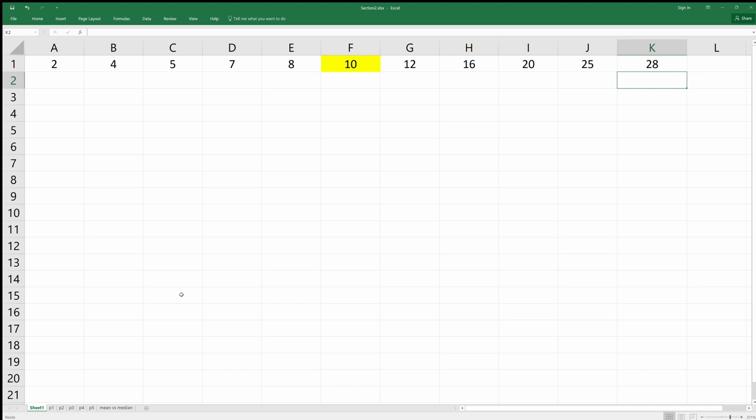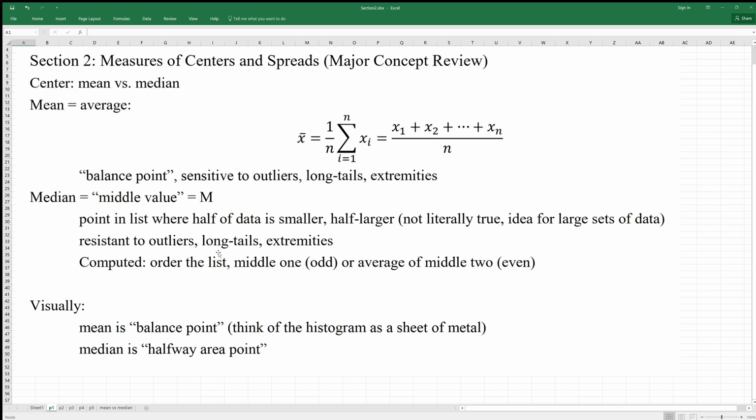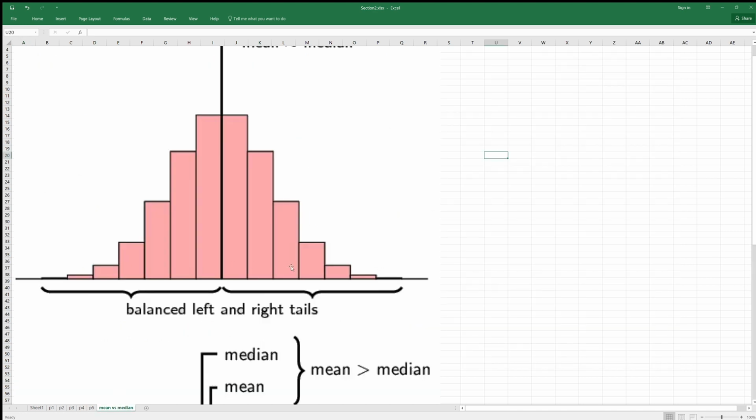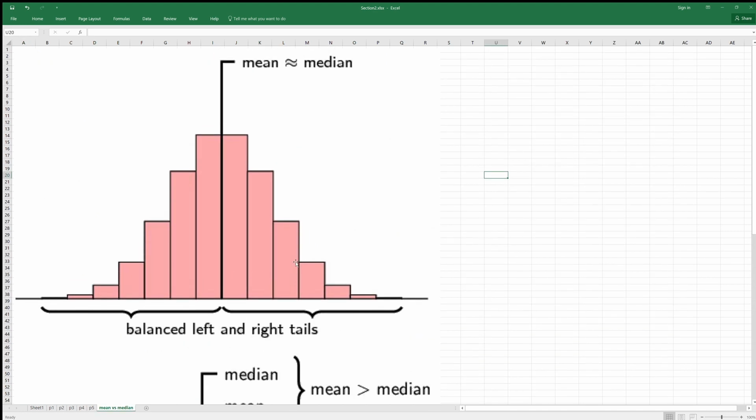So as you can see, the median is not affected by outliers, extremities, long tails. It's resistant to the effects of outliers, long tails, extremities. The median is the point in the list, loosely speaking, where half the data is smaller, half the data is larger. Again, this is not literally true if you've got 11 numbers, but that's the idea involved. Let's take a look at our histogram again, what we're talking about visually here.